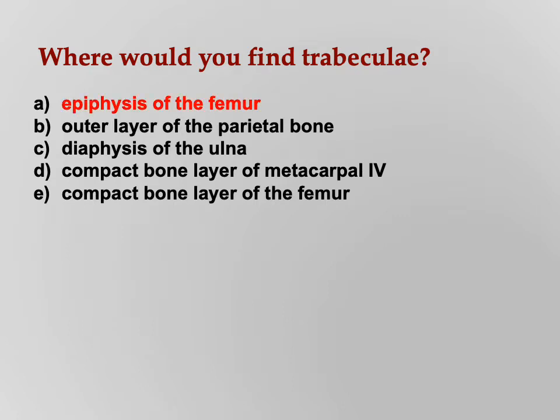Yeah, that's right. You would find them in the epiphysis of the femur because that's where you have spongy bone. All those others would be compact bone. The outer layer parietal bone, compact. Diaphysis of the ulna, compact. And of course, the compact bone layers are compact bone. Well, trabeculae are only in spongy bone.